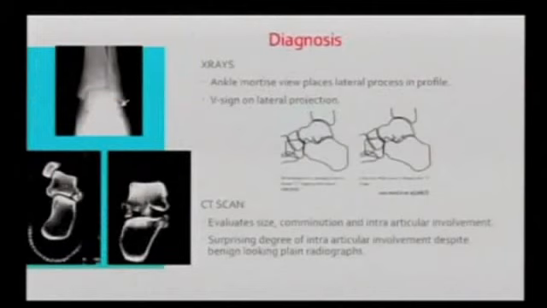For diagnosis on X-ray, the mortise view usually places the lateral process clearly in view, and on a lateral projection you can see the V sign. This is normal, and the V sign is disrupted when there is a lateral process fracture. A CT scan gives us a clearer image. The X-ray may look so innocent, but on CT you can see so much comminution, or there is a joint depression as well.